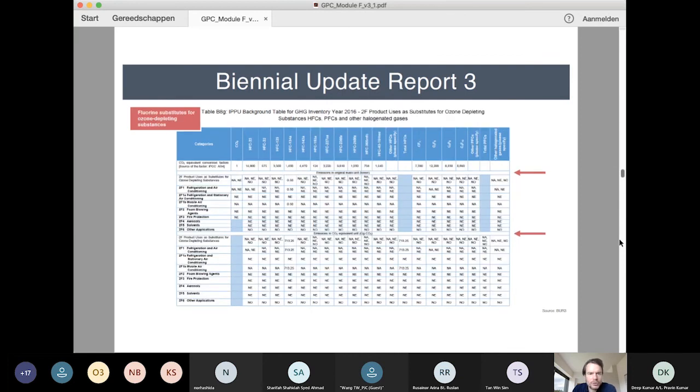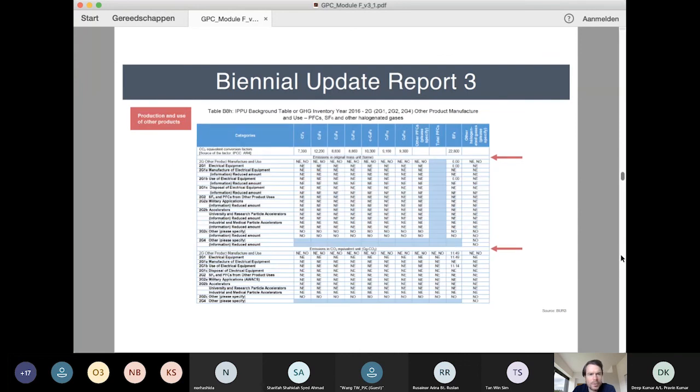Then we move on to fluorinated substitutes for ozone depleting substances, category 2F, and again the same two tables. The top one is in original mass units, so the units of the actual gas, and the bottom one is converted into gigagrams of CO2 equivalent. You'll see some activities and some gases are significant, whereas some gases and some activities aren't that significant. So again, have a look at the bottom part of this table to copy data across into your table.